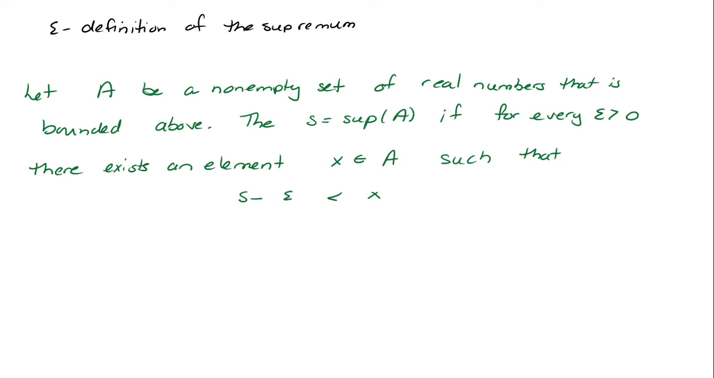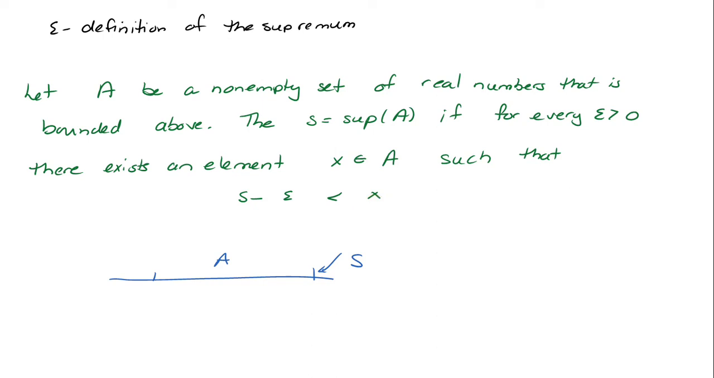If I have a non-empty set of real numbers that's bounded above, then S is the supremum if for every epsilon greater than 0, there exists an element x belonging to A such that if I subtract that little epsilon off of S, it dips down below x. So it's kind of like that upper bound thing that I did in the other proof. It dipped into the set.